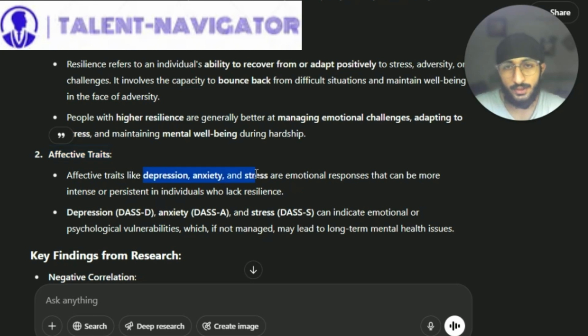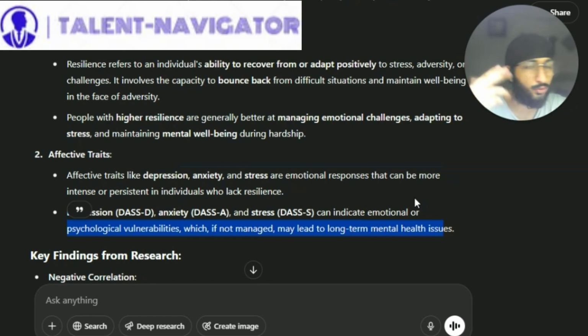Now, affective traits like depression, anxiety, and stress are emotional responses that can be more intense or persistent in individuals who lack resilience. So depression (D), anxiety (A), and stress (S) can indicate emotional or physiological vulnerabilities, which, if not managed, may lead to long-term mental health issues.